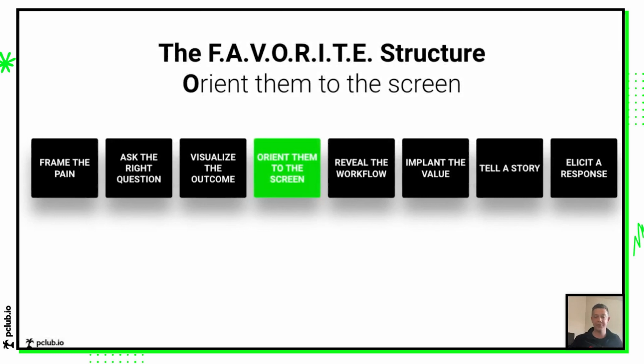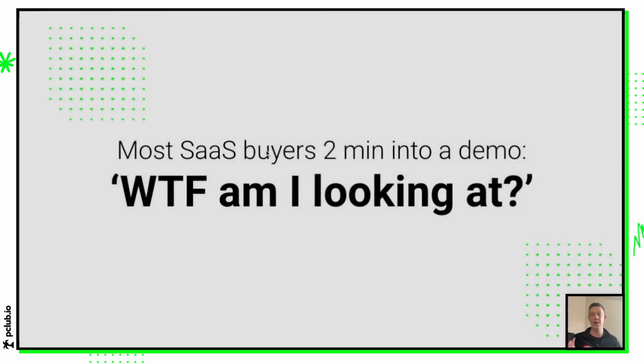Okay, what you do after that, you've teed up the value, you've created pain, you've gotten them to visualize, and now you're just going to orient them to the screen. Most SaaS buyers, 2 minutes into a demo, are thinking to themselves, what the hell am I looking at right now?